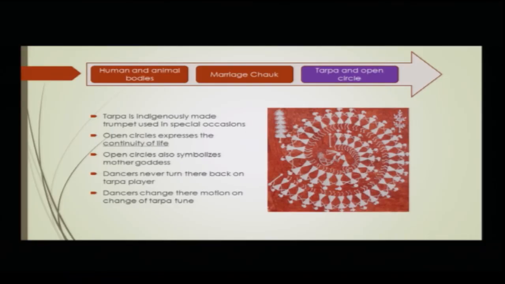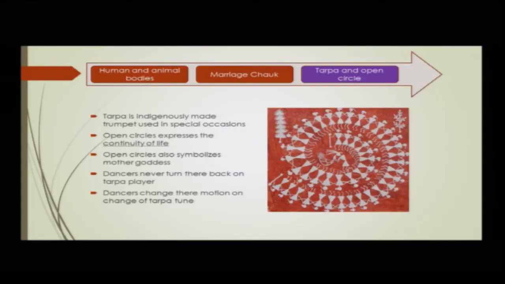Now moving to tarpa and open circle. What is this tarpa? Tarpa is an indigenously made trumpet, which is used as a sound-making instrument in all the celebrations of the worldly people. One can see in the center, one person is blowing this horn-type thing, and it is basically the tarpa. And apart from that, we can see that all the other people are circling around in a helical shape around this tarpa player, and this circle is not closed.